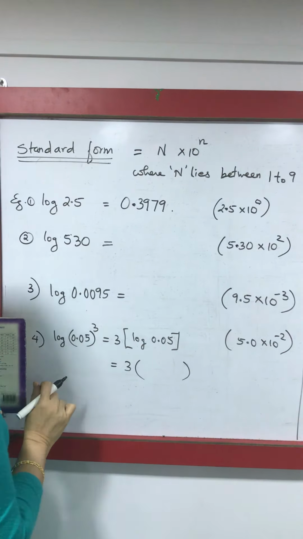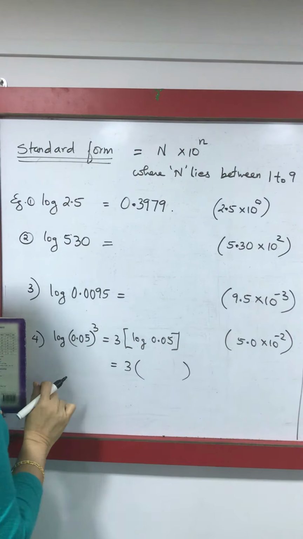So the characteristic is 2. To write the mantissa, I look into my log tables. In my log tables, I have to find the log of 53 under 0. So 53 is here, and 0 is the first column. So we will write 7243. That becomes the mantissa.